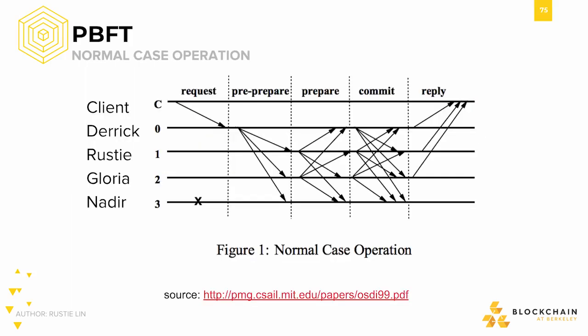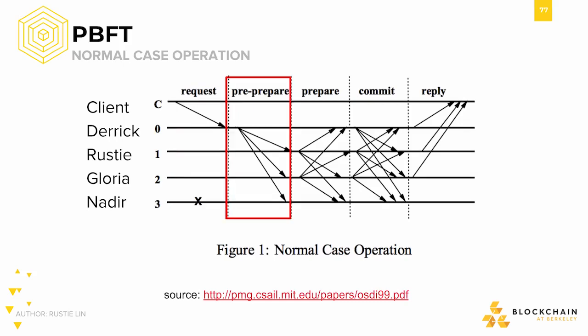Here's a diagram from the PBFT white paper, which models exactly the scenario we just went over. The diagram has 5 processes, or nodes in our case. The client is process C, Derek is process 0, I'm process 1, Gloria process 2, and Nadir is process 3. In the first step, the client sent a message to Derek, process 0. That's the initial request. During this time, Nadir fails.